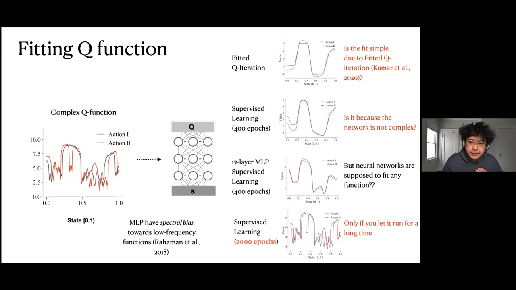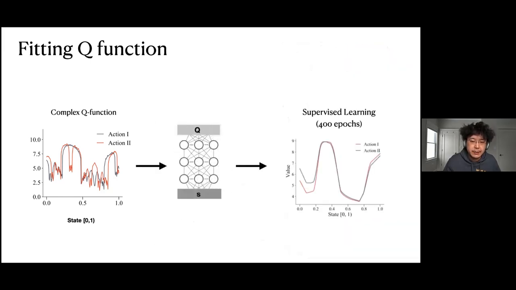The reason this happens is that multilayer perceptrons have a special bias towards low frequency functions. What it means is that it takes exponentially more gradient updates for the multilayer perceptron to fit these high frequency components. So this is why I want to talk about the optimization and learning angle as well, besides generalization.